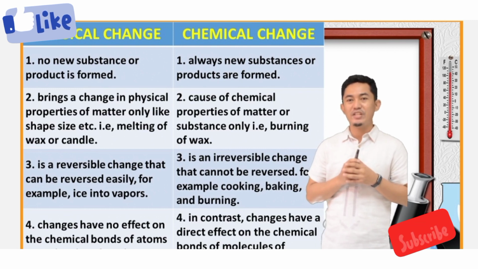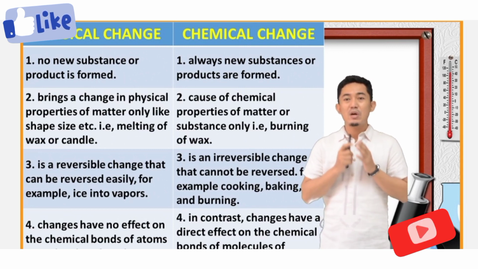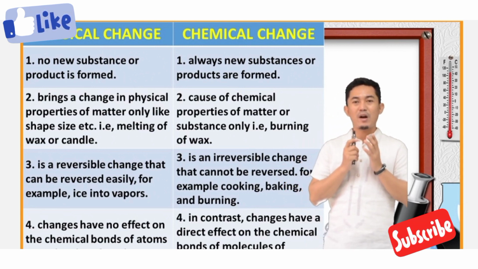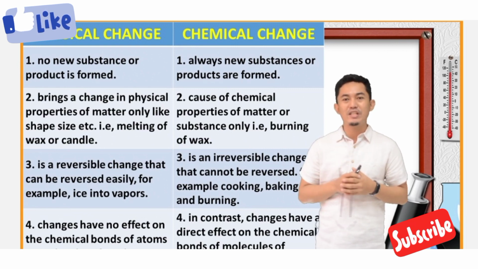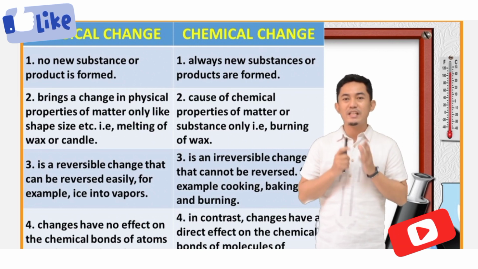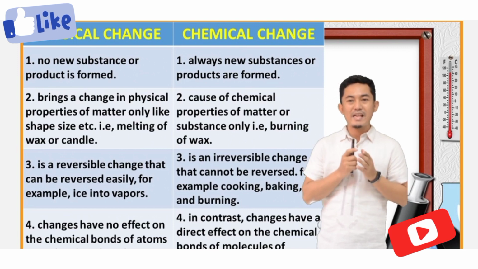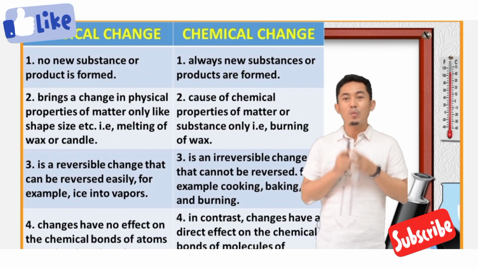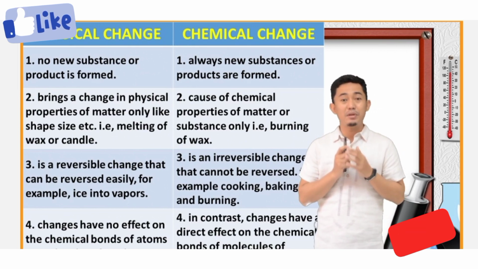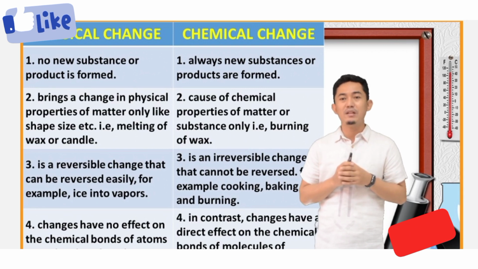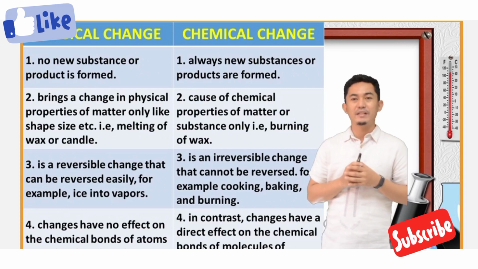While in chemical change, it causes a change in the chemical properties of matter or substance. Burning of wax is the example. Another, in physical change, it is a reversible change that can be reversed easily. For example, ice into vapors. While chemical change is an irreversible change that cannot be reversed. For example, cooking, baking, and burning.